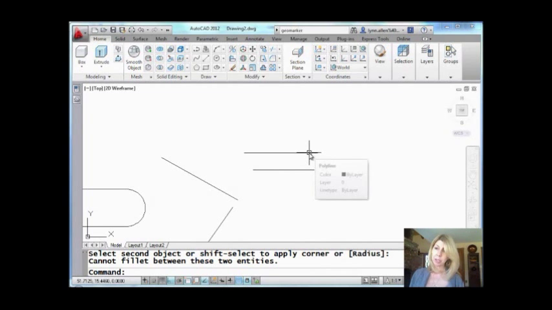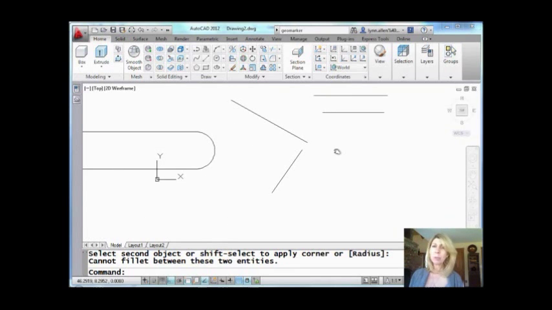Let me just hold my cursor over there. You'll see that's a polyline, and that is a polyline. Even if one was a line, it still wouldn't do it. Okay, so don't try that on polylines. Make sure you explode those polylines first and convert them back to lines. All right, so, but what does work with filleting and with polylines?